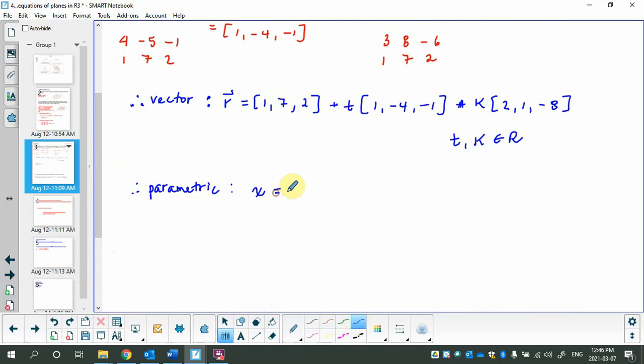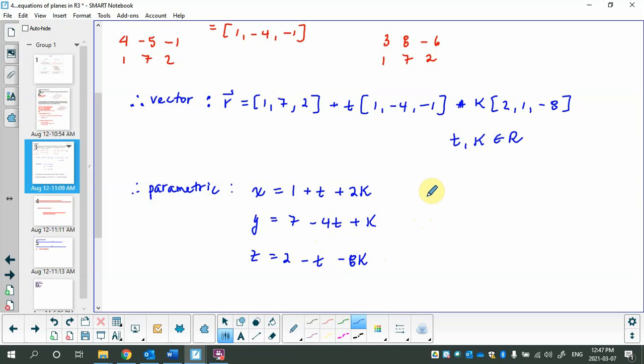So x is equal to 1 plus 1t plus 2 times k. Y is equal to 7 minus 4t plus 1k. Z is equal to 2 minus t minus 8k. And those are your parametric equations. I'm not going to write this down again.